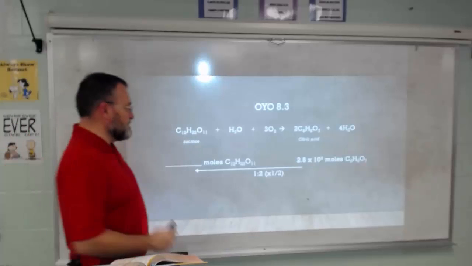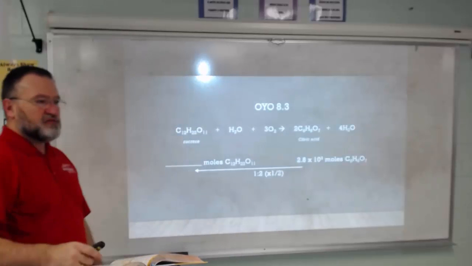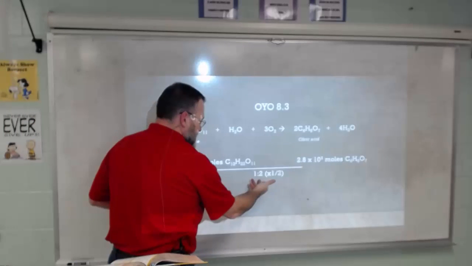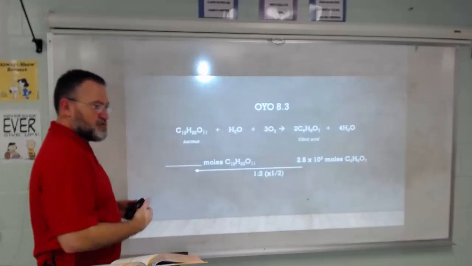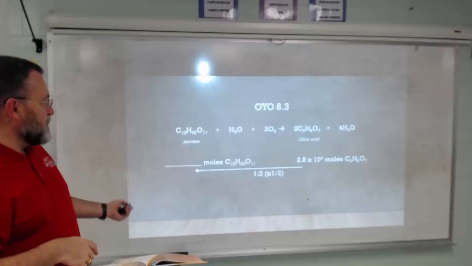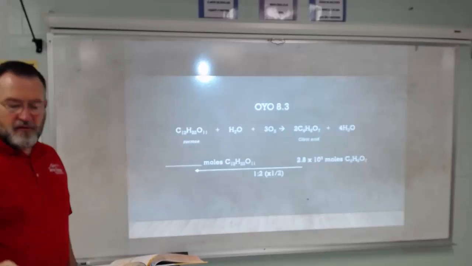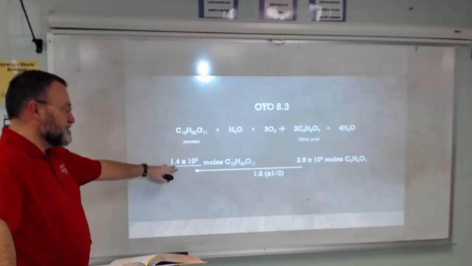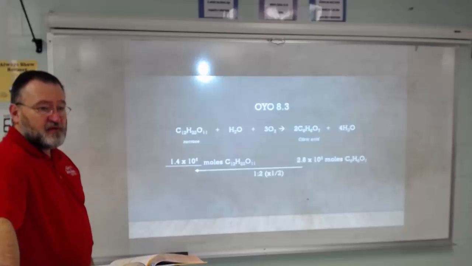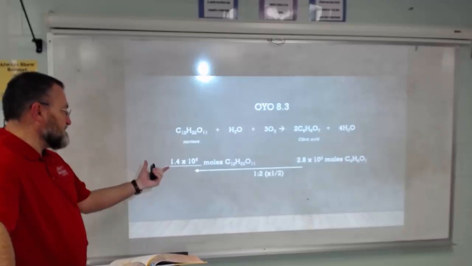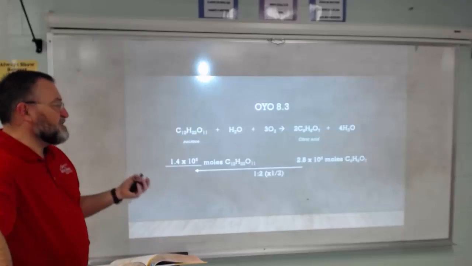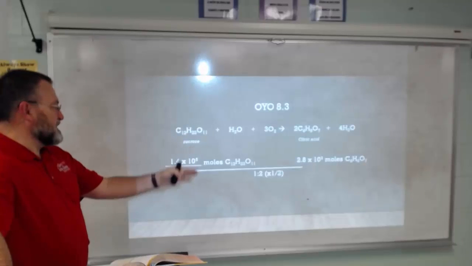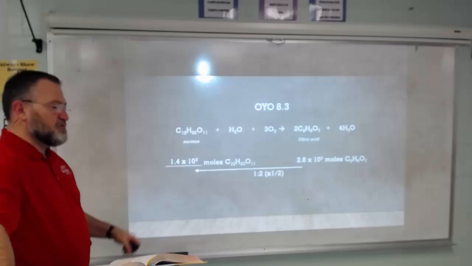One to two, and since I'm moving from right to left, my multiplier is 1/2. Not because I'm moving right to left, but because as I hit the 1-to-2 relationship, the 2 gets pushed into the denominator, so my multiplier is 1/2. So what is 2.8 times 10 to the fifth times 1/2? Right. We keep the same scientific notation, the same 10 to the fifth, but we take half of our coefficient. So what this is saying, if I want to produce 2.8 times 10 to the fifth moles of citric acid, my perfect recipe is going to include 1.4 times 10 to the fifth moles of sucrose.